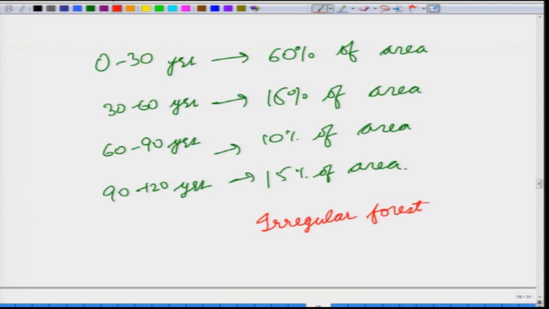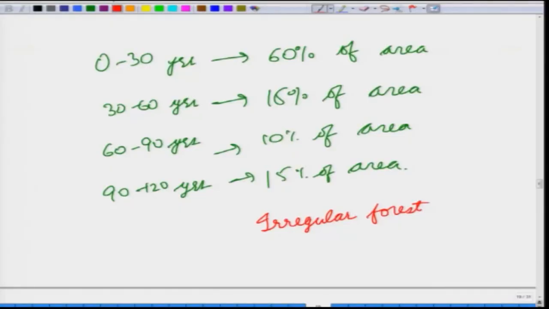Because different age classes do not occupy the same amounts of area in this forest. Now, in the case of a clear felling system, when you clear up this whole forest, you convert it into a pure plantation and you have an even age class distribution. But then suppose you have an irregular forest and you want to maintain it as an irregular forest, because you do not want to make a large number of changes to your system.